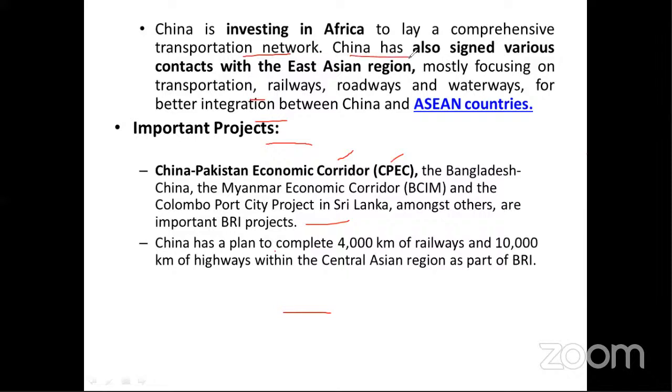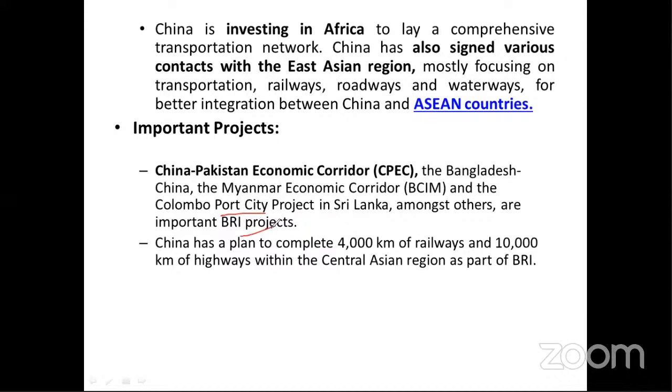China has also signed various contracts with East Asian regions, mostly focusing on transportation, railways, roadways, and waterways for better integration between China and ASEAN countries. Some important projects of China include the very important China-Pakistan Economic Corridor, the Bangladesh-China-Myanmar Economic Corridor, and the Colombo Port City project in Sri Lanka, among others, which are important parts of the Belt and Road Initiative project.